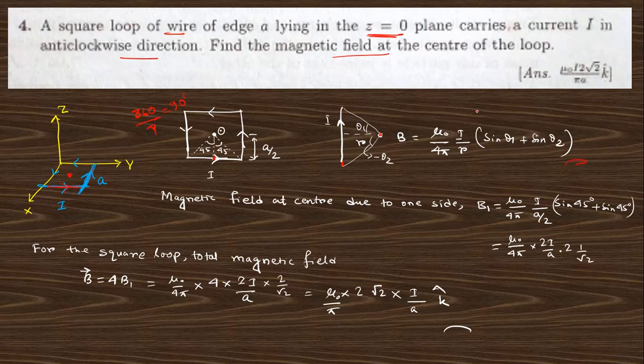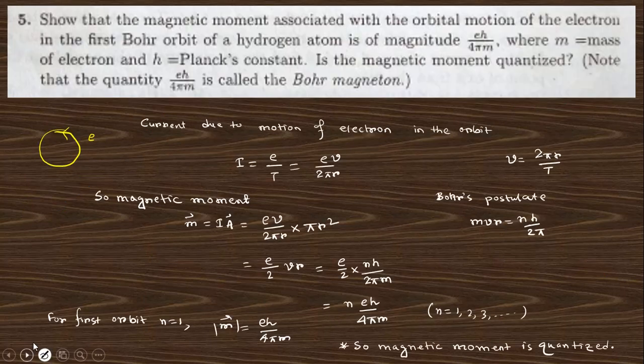This is actually obtained from the Biot-Savart law. We will discuss the theoretical part later. So from the Biot-Savart law you get this expression. Now just put in the values, theta 1 and theta 2 both are 45 degrees, and you will get this expression. So this is the magnetic field at a distance for this one wire. For the 4 wires, just multiply by 4, and you will get this answer. Clear? Very simple. Next question.